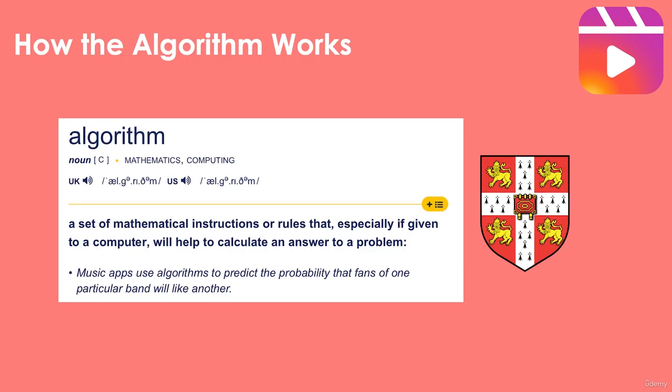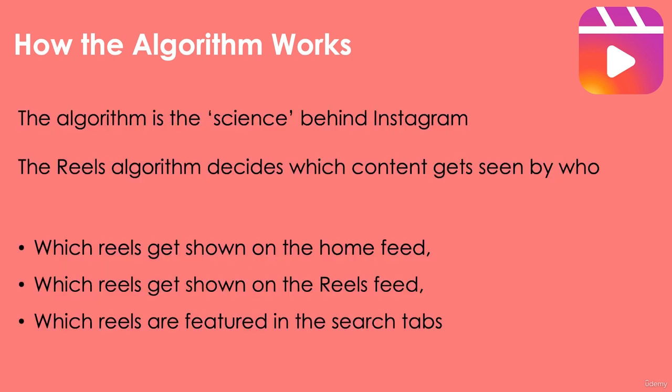Okay then, so what is an algorithm? Well, the Cambridge Dictionary says the following. An algorithm is a set of mathematical instructions or rules that, especially if given to a computer, will help to calculate an answer to a problem. Music apps use algorithms to predict the probability that fans of one particular band will like another. The algorithm is basically the science behind Instagram and its content. It decides which content gets seen by who.